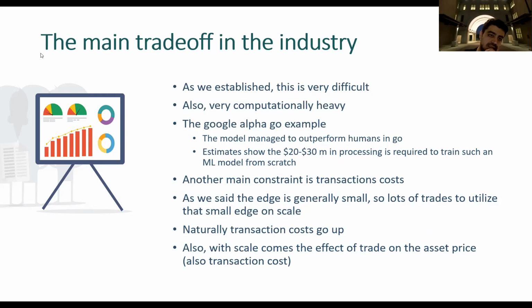We mostly talked about the difficulties. We saw a little bit of how the approach works and what its elements are. Now I want to talk about something that's very important in the industry, and that's the general trade-off of this whole machine learning approach. We established this is difficult and it can be very computationally heavy. Four years of Bitcoin or Ethereum data is nothing.